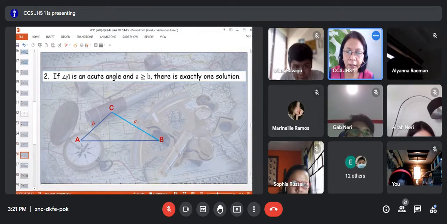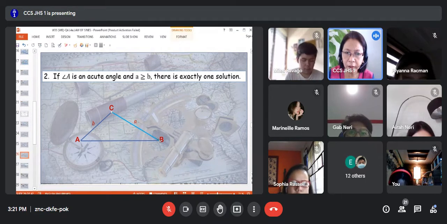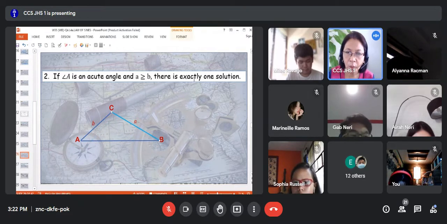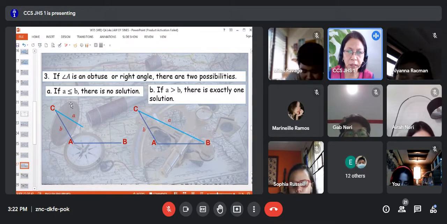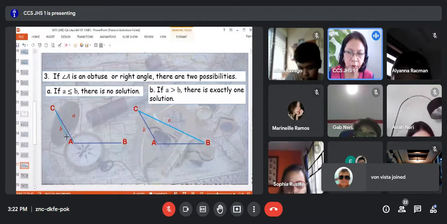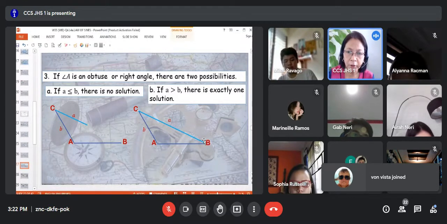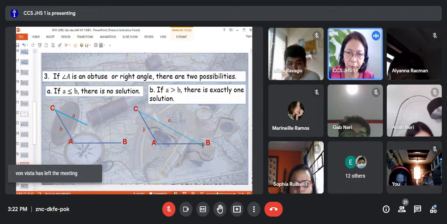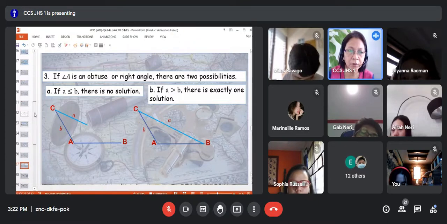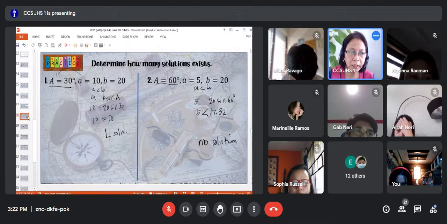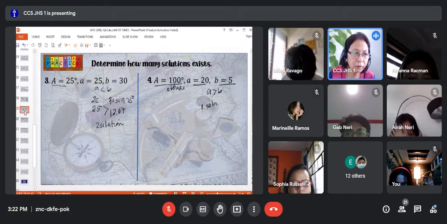Next, if your angle A is an acute angle, but your A, the side opposite angle A, is longer than B, there will be one solution, longer or equal to B. For the obtuse angle, there are 2 possibilities. If your A is lesser than B, no solution. But if your A is greater than B, one solution. Clear? Last meeting we also discussed the different examples and even solved problems.